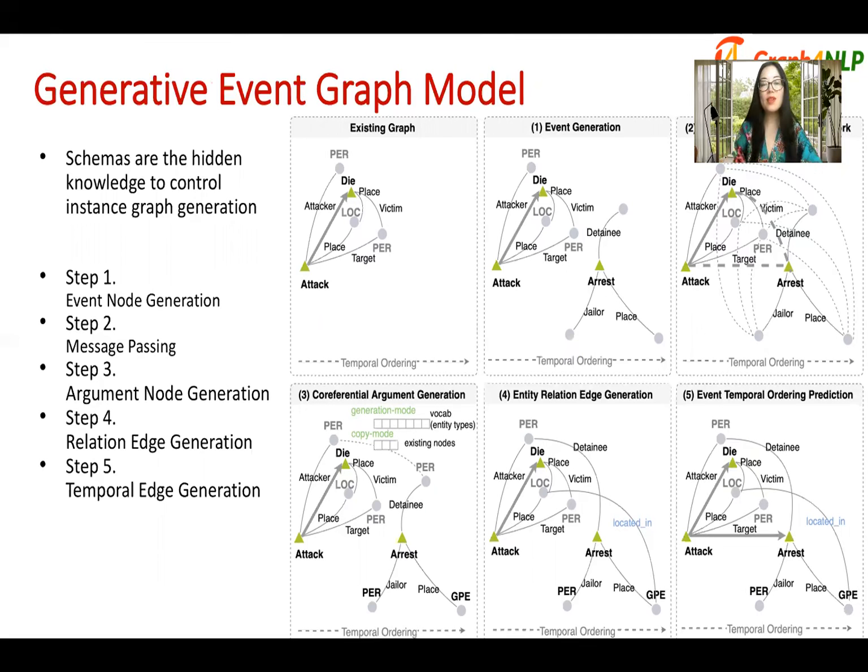We will start from a few events that we already observed from the data, and then we can predict what is going to be the next node. For example, the next node is likely to be an arrest node, and then we can predict further what is the link connecting the arrest and the die, and then what are the relations between the arguments, and then finally, what is the temporal order between this event and the previous node? Is this event happening after or before the previous node?